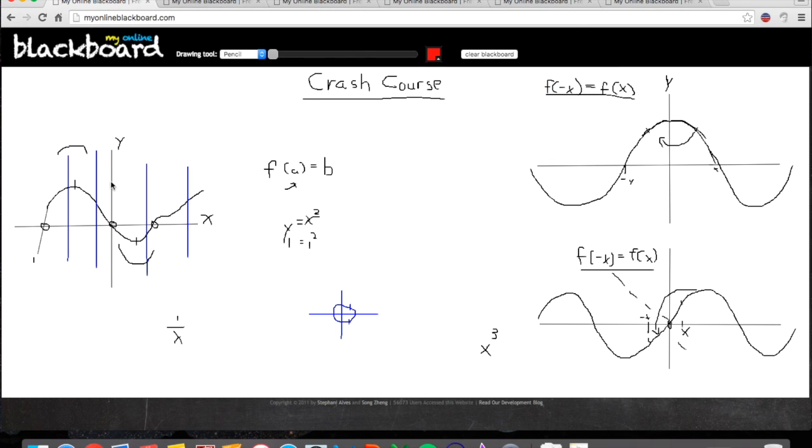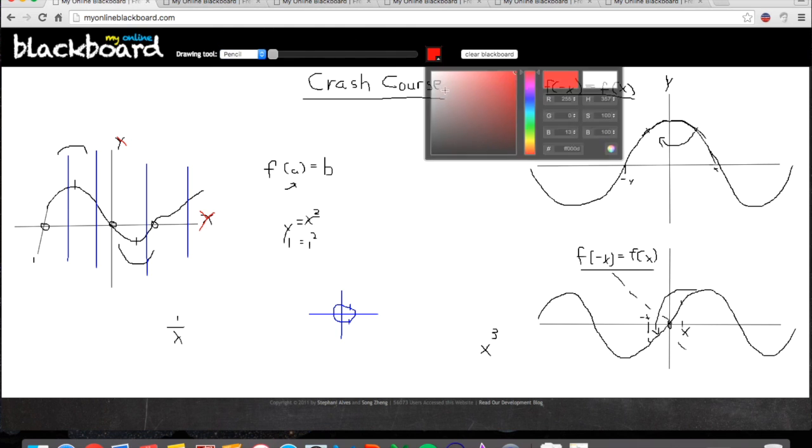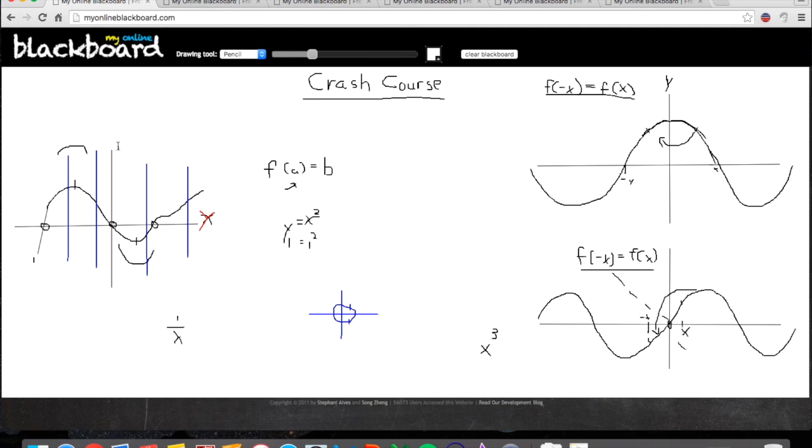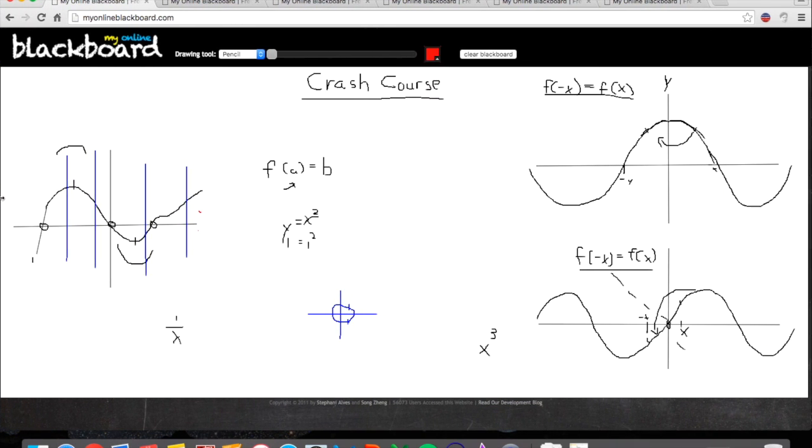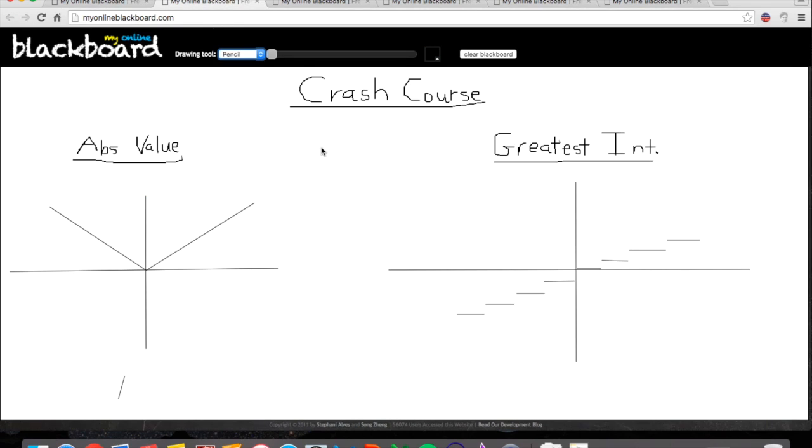An inverse means that we literally just switch these axes. This is the x-axis, now this is the y-axis, and you could just flip the paper over basically. But without doing that, what we're going to do is what we call the horizontal line test. That would mean that we literally just do horizontal lines across the paper. Like so. Now, as you can see, this does not pass the horizontal line test. It crosses 3 points on this horizontal line. So it's not what we call a one-to-one function.